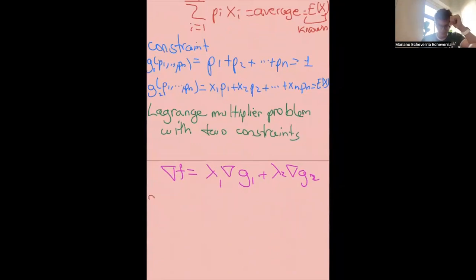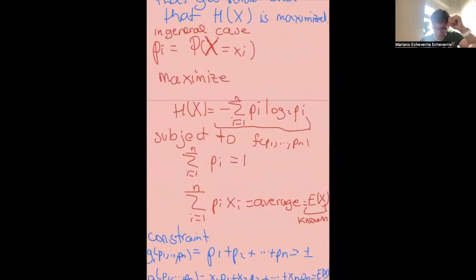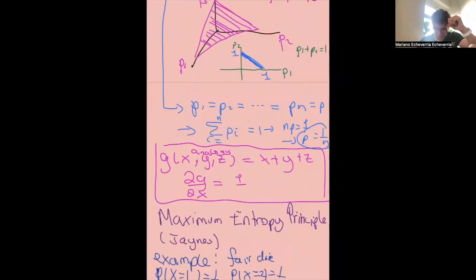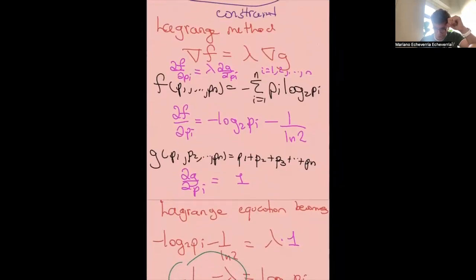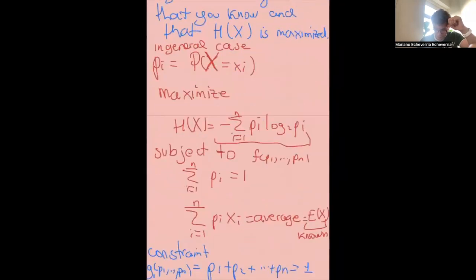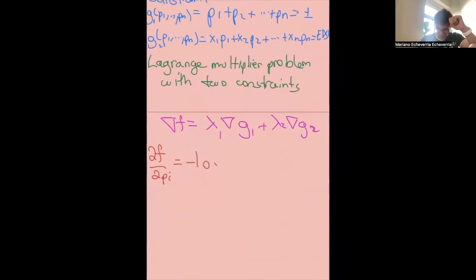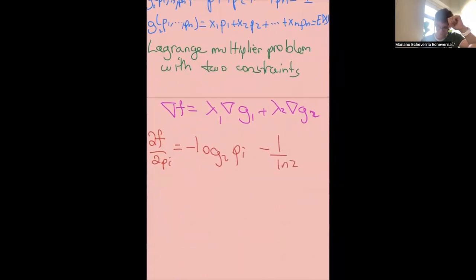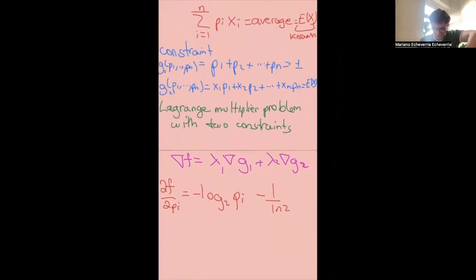No, it is. But okay, we can copy and paste a couple of things because the formulas are the same. We had found before the partial derivative of f with respect to pi: minus log base 2 of pi minus 1 over ln of 2. We also had g1, which is still the same one. That's an easy partial derivative: the partial derivative of g1 with respect to pi was just 1.